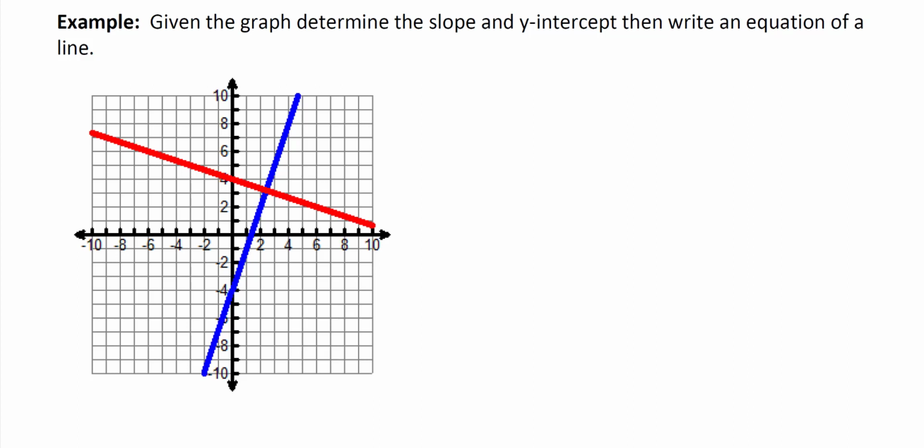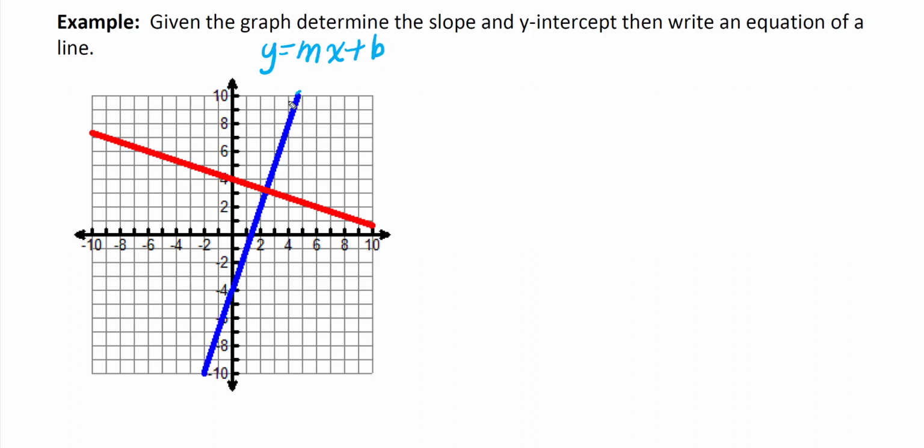In this video, we are going to find the equation of a line given its graph. Given the graph, determine the slope and the y-intercept, then write an equation of a line. In order to do this, we're going to have to write the equation of the line in the form of y equals mx plus b. Remember, m is our slope and b is our y-intercept.